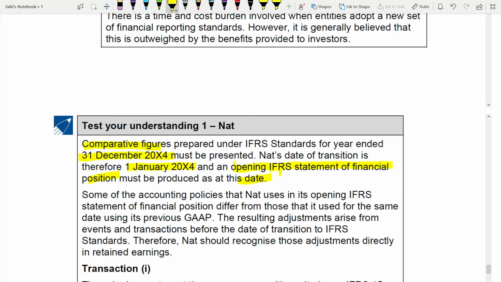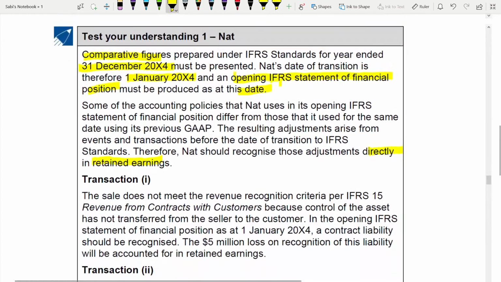Okay, the resulting adjustments arise from events and transactions before the date of transition to IFRS, and therefore NET should recognize those adjustments related to retained earnings, that we know, profit and loss. Now let us go to the transition 1 about the revenue.